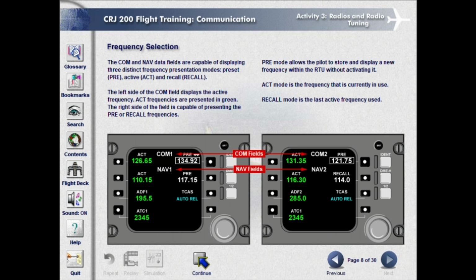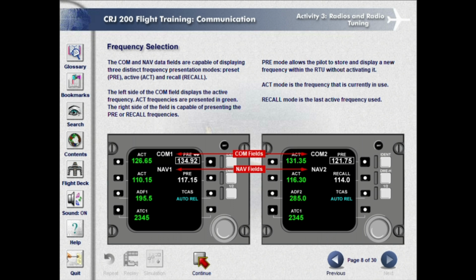Frequency selection. The COM and NAV data fields are capable of displaying 3 distinct frequency presentation modes: preset, active, and recall. The left side of the COM field displays the active frequency. Active frequencies are presented in green. The right side of the field is capable of presenting the preset or recall frequencies.